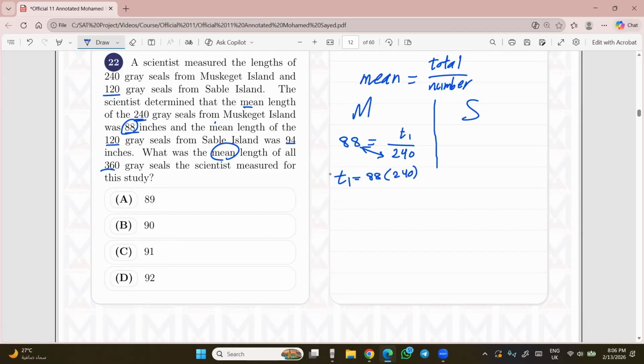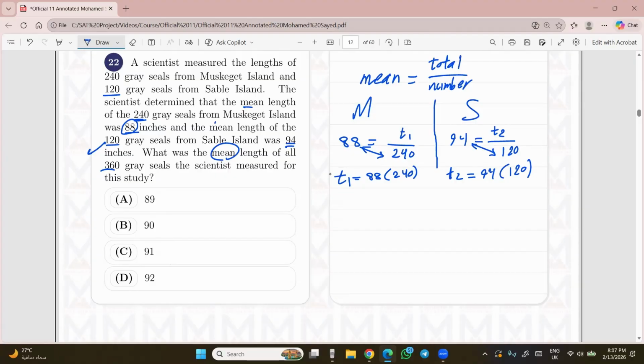Okay, and then the Sable Island. The mean is equal to 94. So we'll just write 94 here, is equal to the total. We don't know the total, so let's name it T2, over the number, and the number here is 120. If you want to get T2, you just multiply this again. So T2 is equal to 94 times 120.